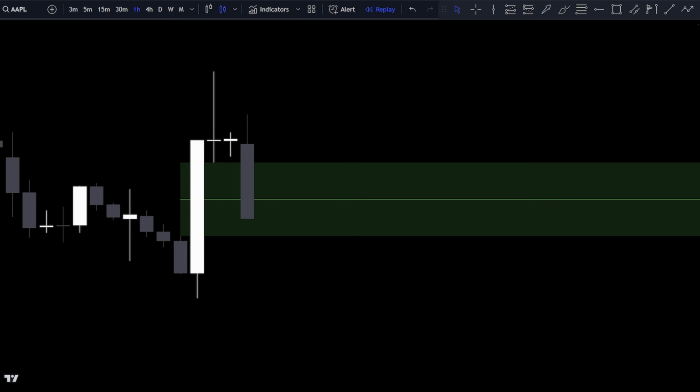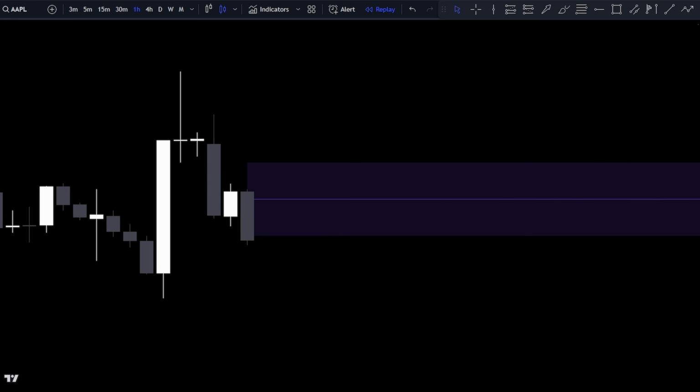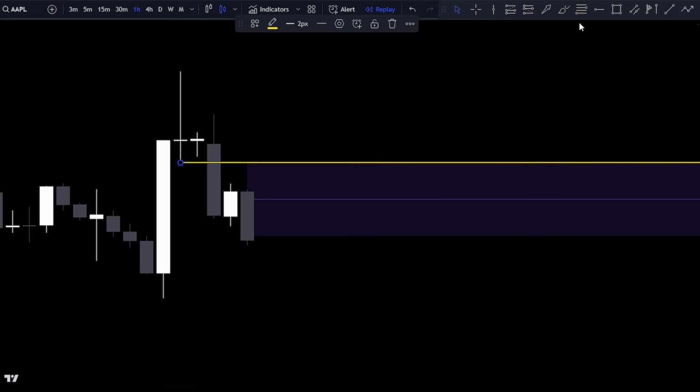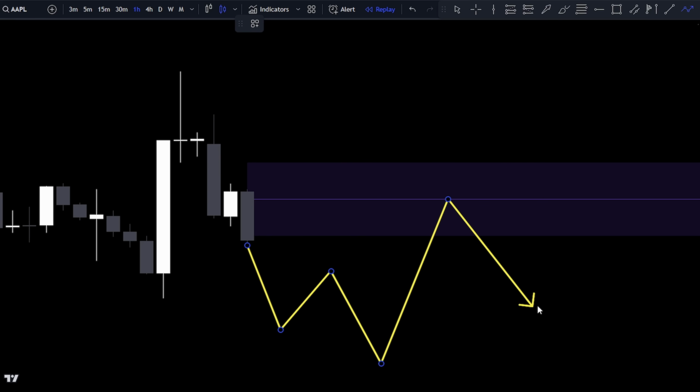Now that we understand FVGs, let's move on to inverse fair value gaps, which will serve as our first entry condition for this strategy. Specifically, we'll only use recently mitigated inverse fair value gaps. And here's how it works. When a bullish fair value gap is mitigated, meaning price trades back into the gap, it creates a bearish inverse fair value gap. This inverse gap becomes an area where we can expect price to retrace upward for a retest.